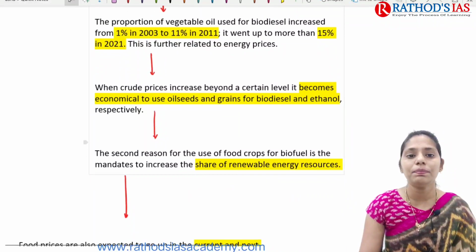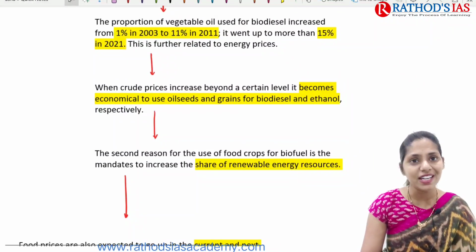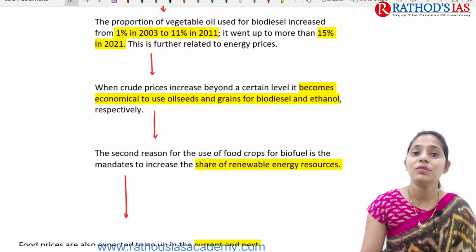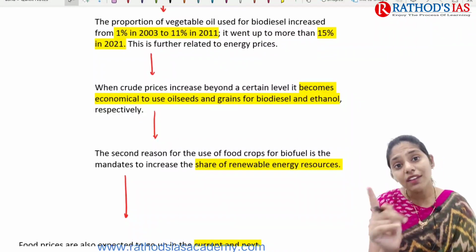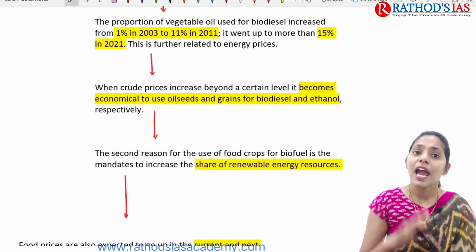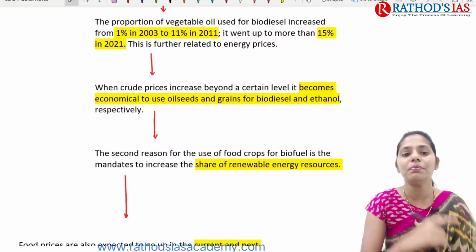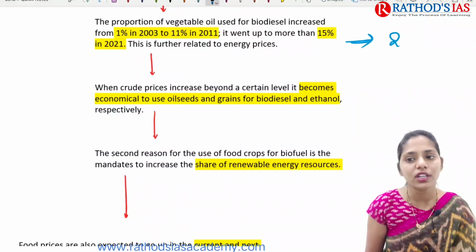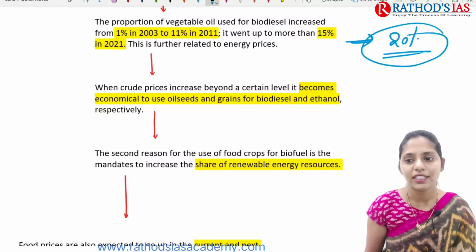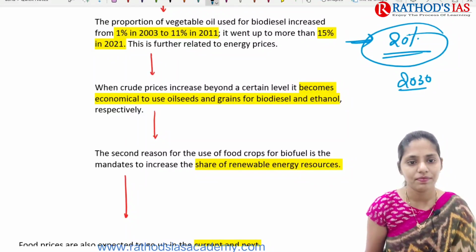The proportion of vegetable oil used for biofuel increased from 1% in 2003 to 11% in 2011, and further to 15% in 2021. Now we are focusing on the target of 20% ethanol blending, and the target year is 2030.